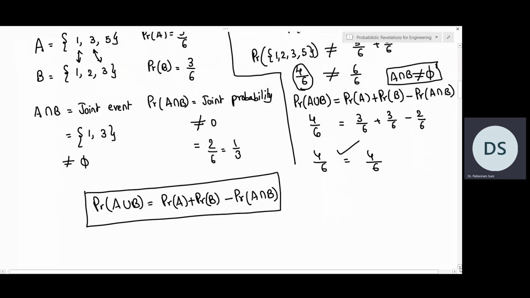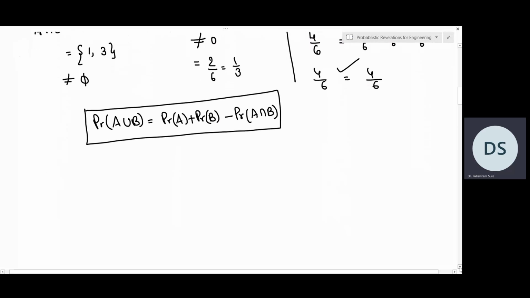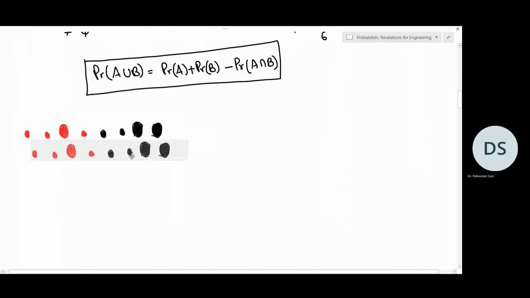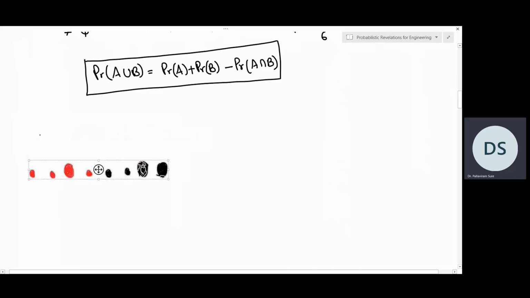So this is the new equation that is popularly used in probability. Now let us apply this equation and verify it even in one more experiment. So let us say now we have a basket of balls like this. There are a total of 8 balls, and some of them are small, some are big, some are red and some are black. So let us say our experiment name is draw a ball from the basket.